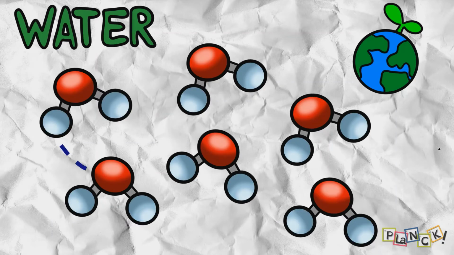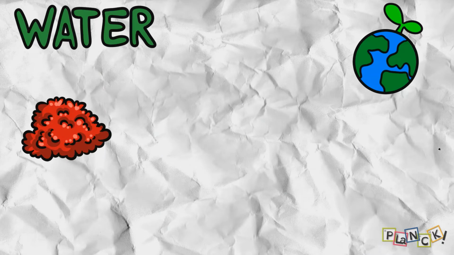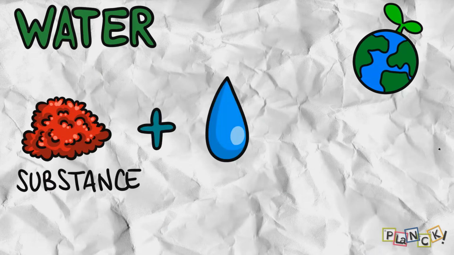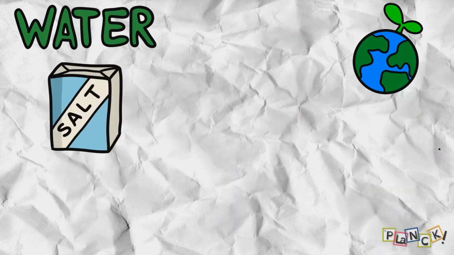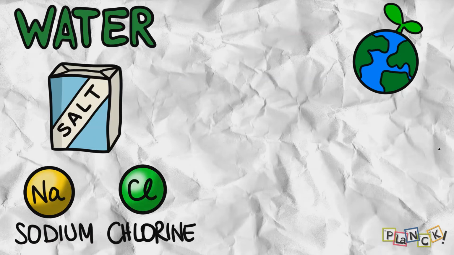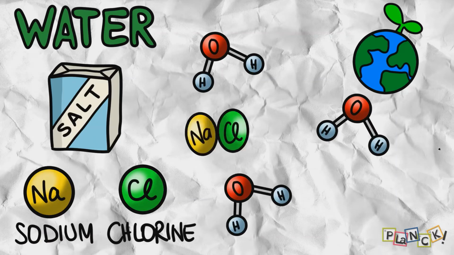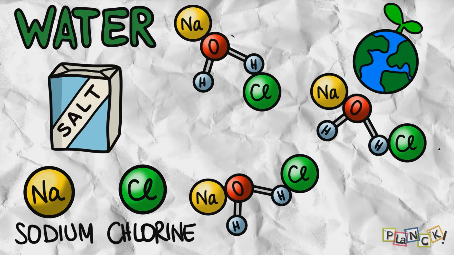Because of the electric charge, the oxygen atom of one molecule attracts the hydrogen from another molecule, creating a weak bond. Thanks to this characteristic, it is possible to dissolve other substances in water. When a substance is dissolved in water, the result is called a solution. This is what happens when, for example, we add salt to water. Salt is made up of 1 atom of sodium and 1 atom of chlorine. The negative electric charge of oxygen attracts sodium, while the positive electric charge of hydrogen attracts chlorine. This way, salt dissolves in water.